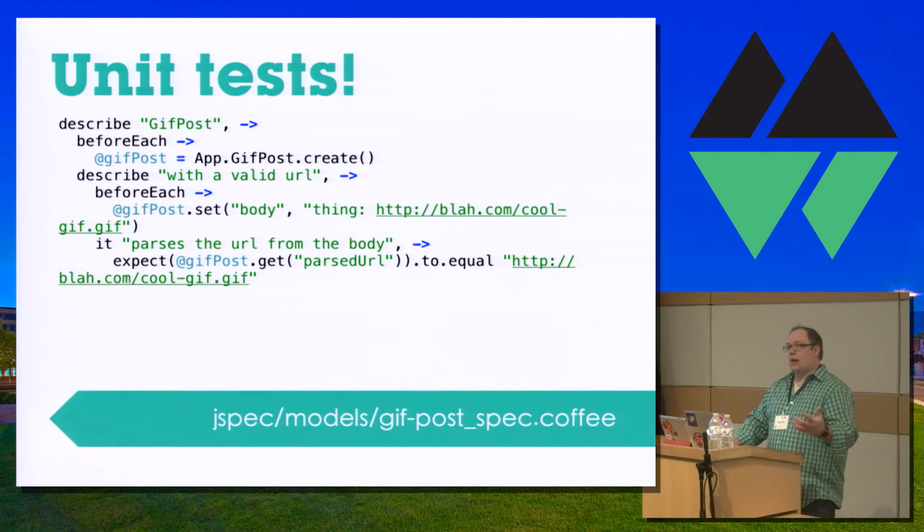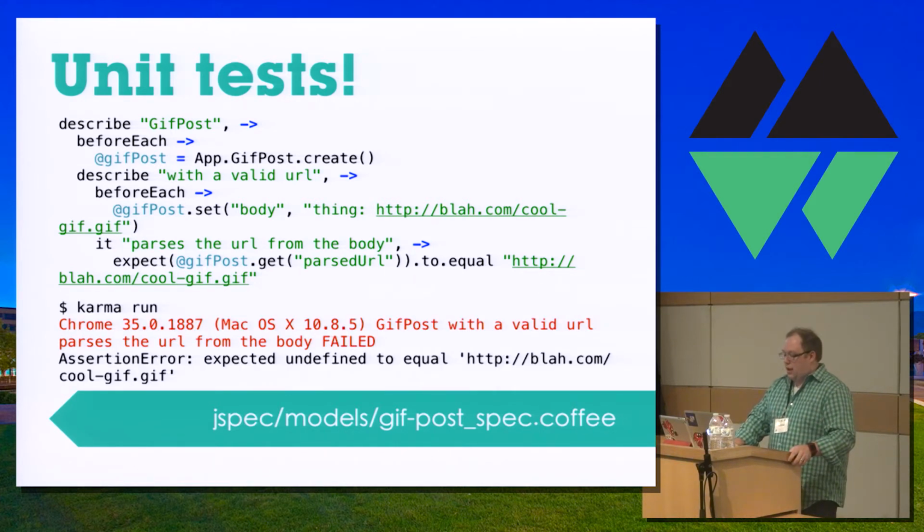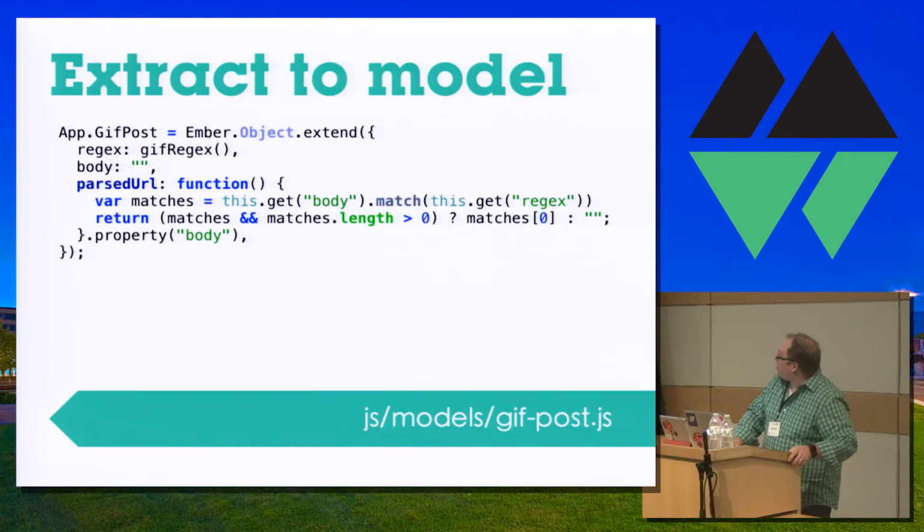We know that we're going to have a GIF post model and that it has a piece of behavior that extracts the GIF out of the post body. So we can write a test specifically for this. So we're going to create the model and write the test to make sure that that gets extracted out. With no code, that fails. That's good. All right, so we go ahead and create the model and the function.